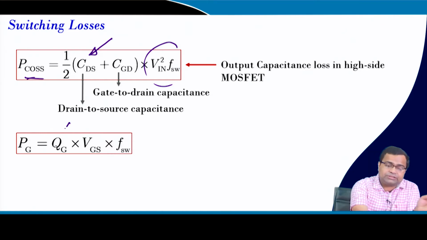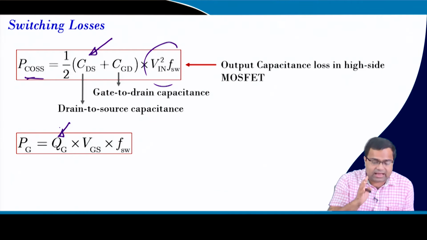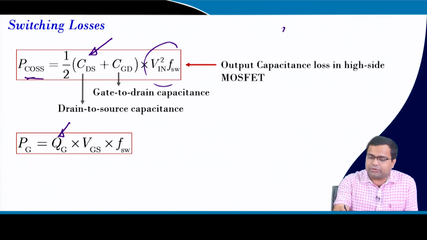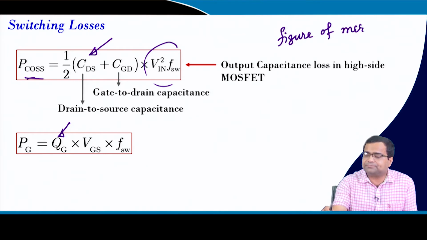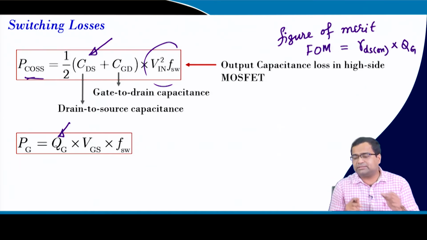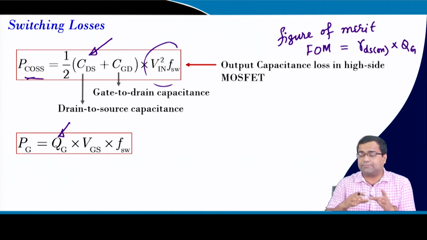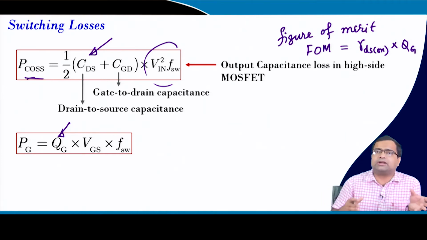Gate drive is the QG, that means the total gate charge requirement. If you take a MOSFET, we know the figure of merit, FOM, typically this is RDS on into QG. That means if you select a MOSFET with higher RDS on, then QG can be reduced, and if you select a MOSFET with lower QG, then RDS on will increase.